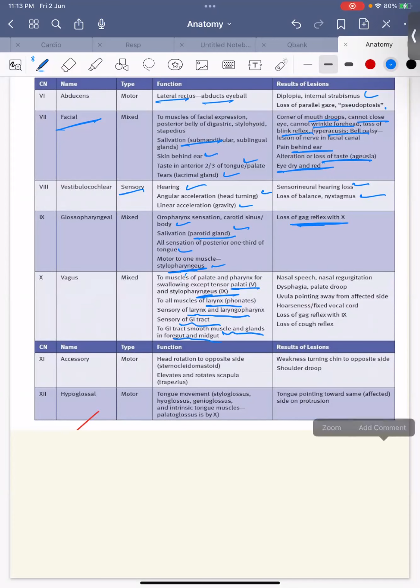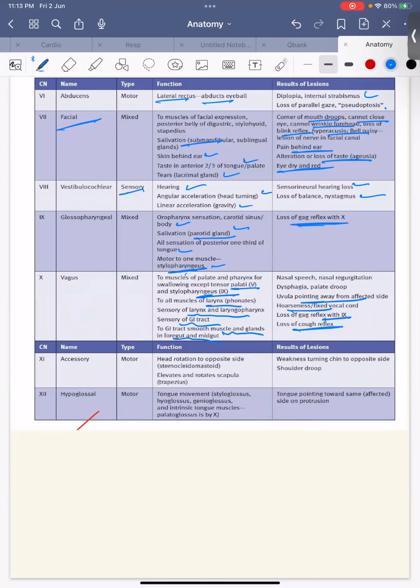Now it causes nasal speech and nasal regurgitation, dysphagia, palatal droop, uvula position away from the affected side, hoarseness and a fixed vocal cord, loss of the gag reflex with cranial nerve 9 and loss of the cough reflex. Now cranial nerve 11, it is accessory.